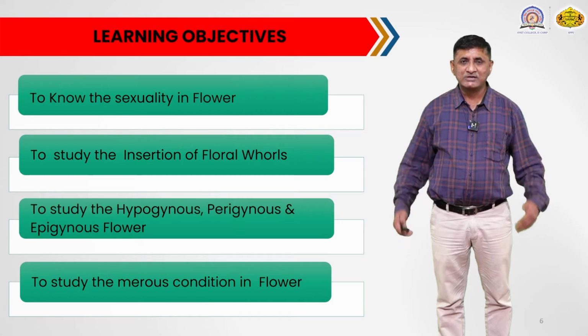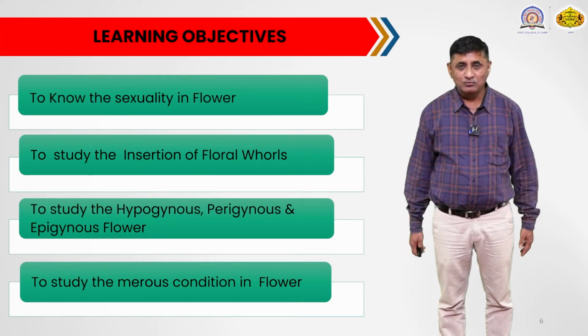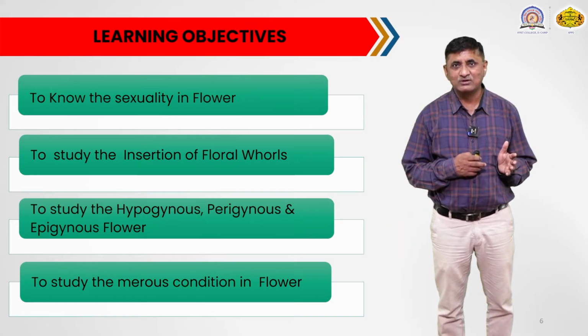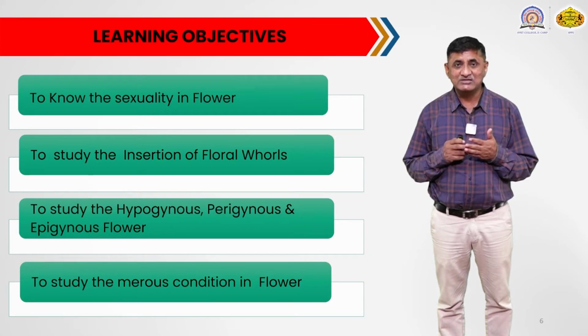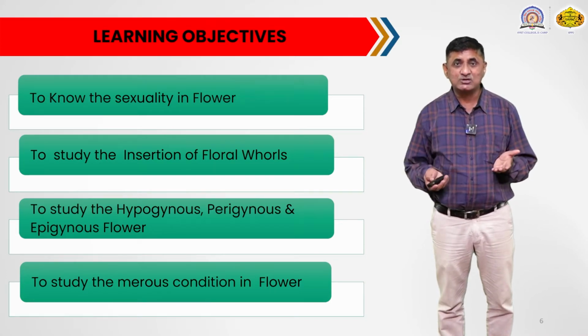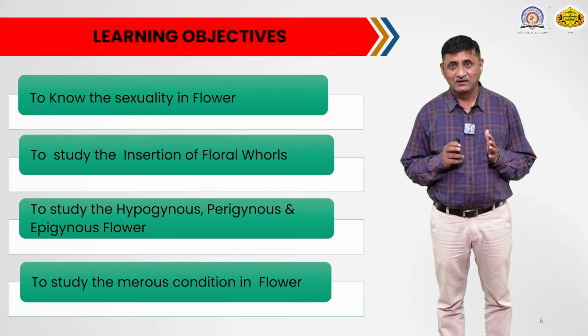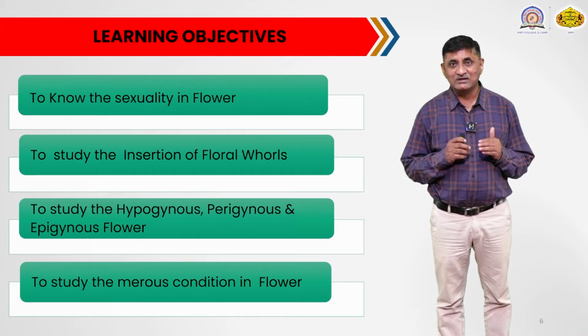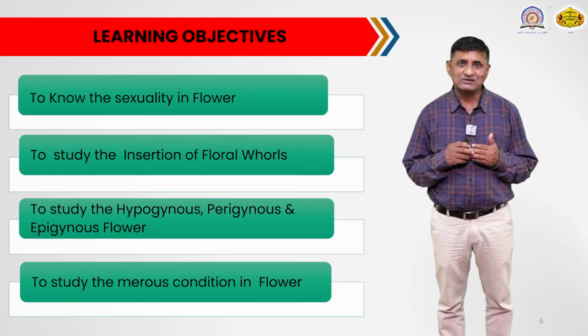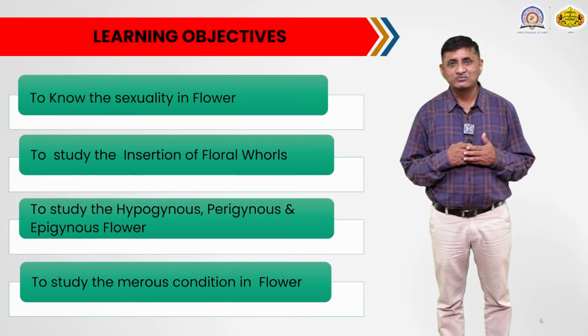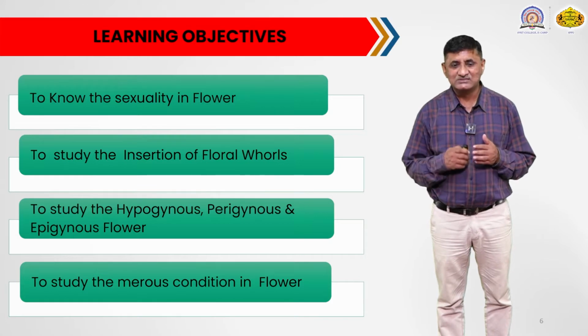We also want to understand what is meant by hypogynous flower, perigynous flower, and epigynous flower, how these kinds of flowers are defined, and in what way the arrangement of all the floral whorls is there in these kinds of flowers. That is also one of the objectives of today's study.